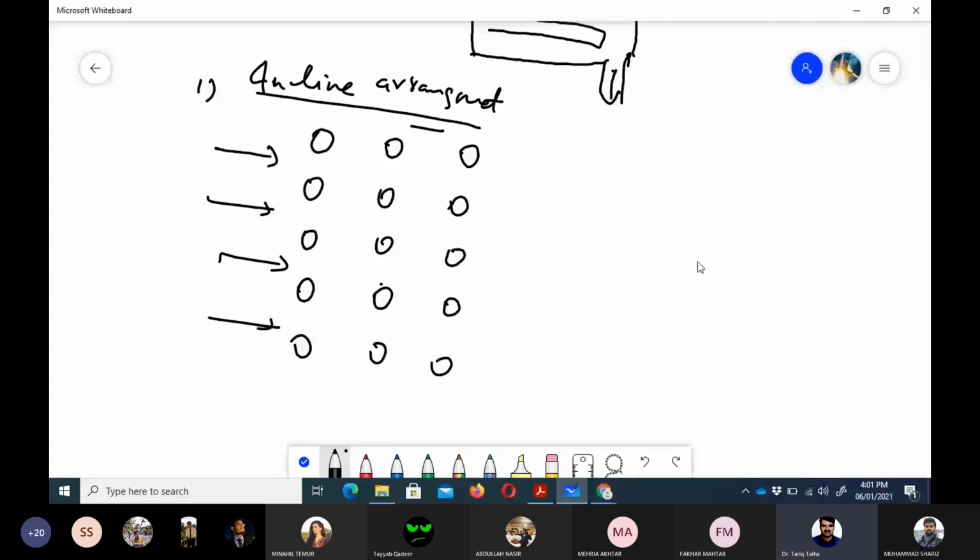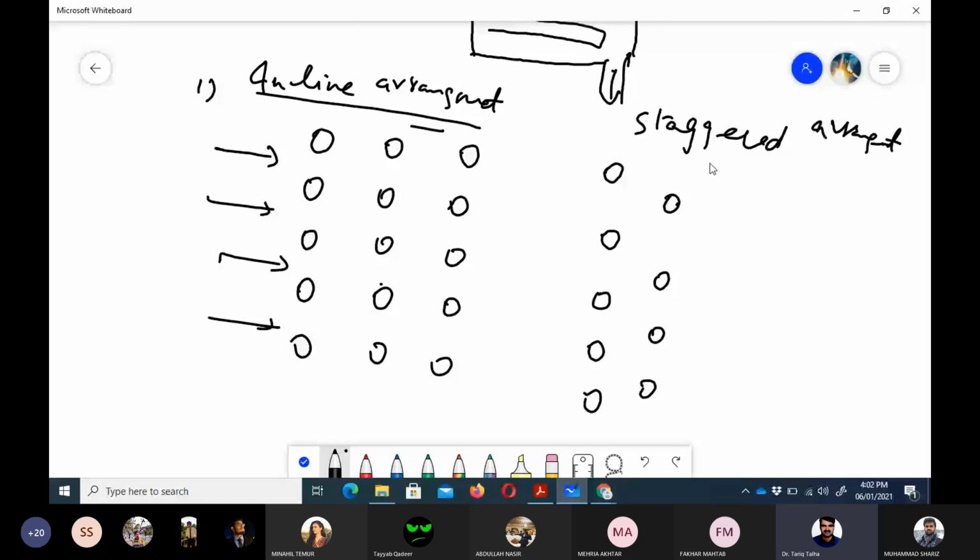And then we have got another arrangement which is called staggered. What is staggered arrangement? That is something like this. We have one tube here, one tube here, one tube here, one tube here, and then the next row would be again like this, and then the next tube.